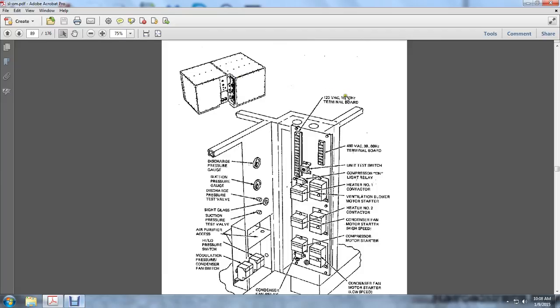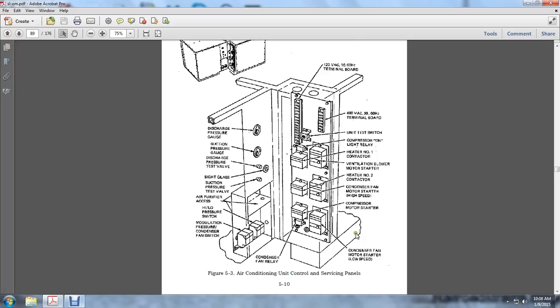Here's the air conditioner with the service panel: 120 volt, 60 hertz terminal power, 48 VAC 60 hertz board, unit test switch, compressor on light relay, heater number 1 contactor, ventilation blower motor start switch, heater number 2, condenser fan motor starter high speed, condenser fan motor starter low speed, the condenser fan relay.